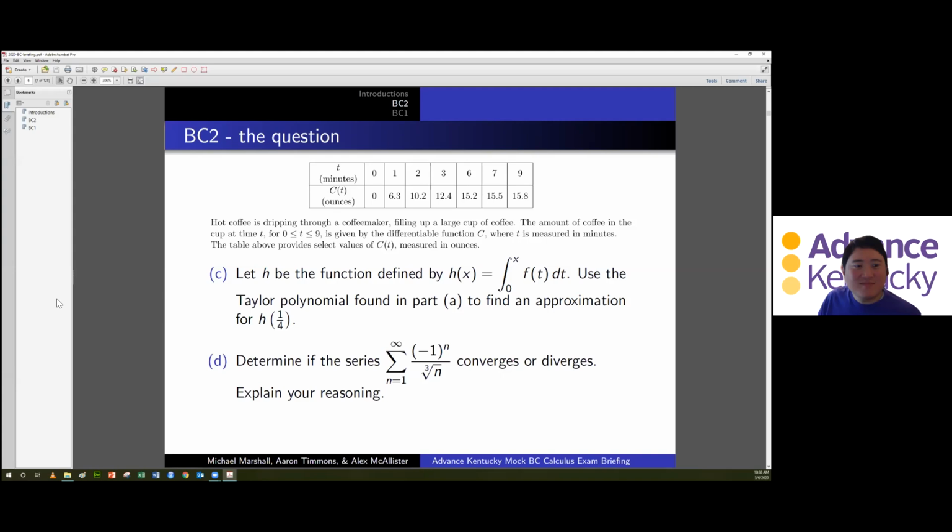And then the last thing is we hop out and look at a separate series: the sum from n equals 1 to infinity of negative 1 to the n divided by the third root of n. Students make a decision about convergence or divergence there and explain the reasoning.